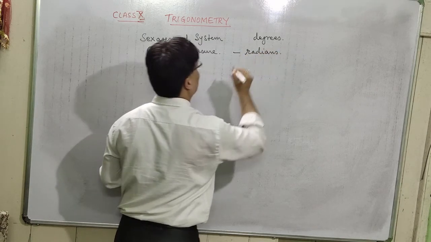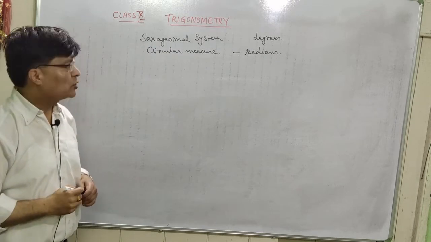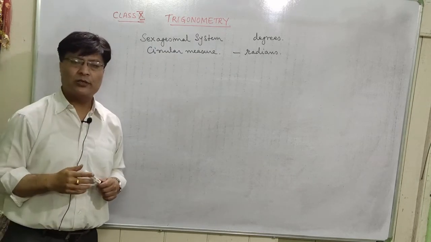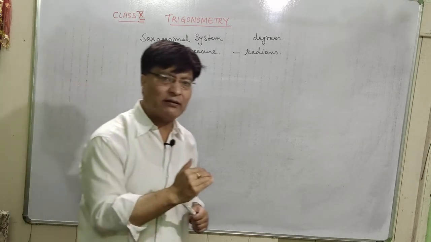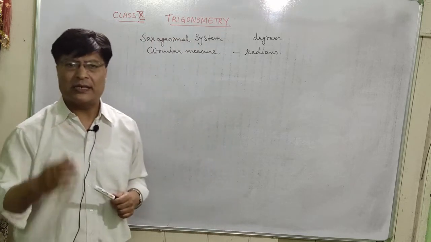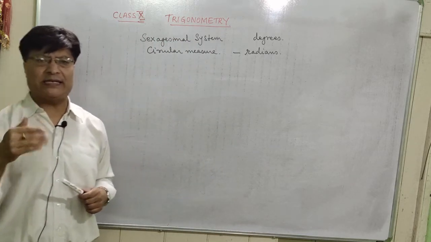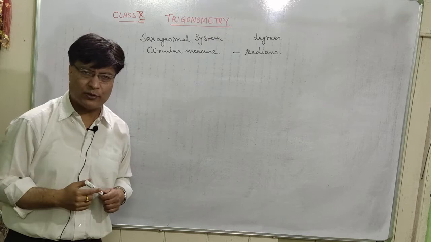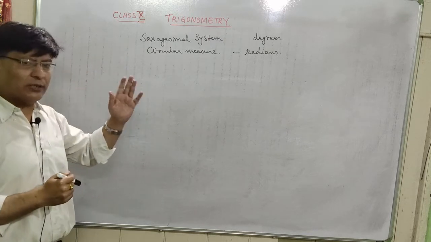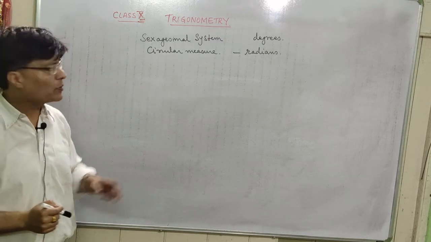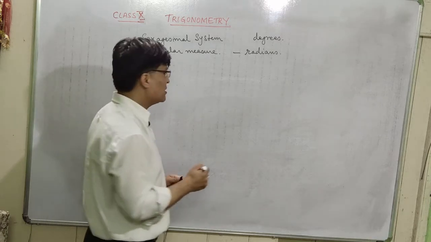In terms of radians. So you know about degrees. Actually we measure angles in terms of degrees. You know that 60 degree, 70 degree, 80 degree, 90 degree and so on. So what is radian? We'll discuss this radian now.